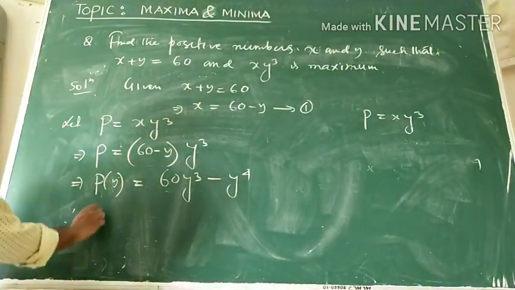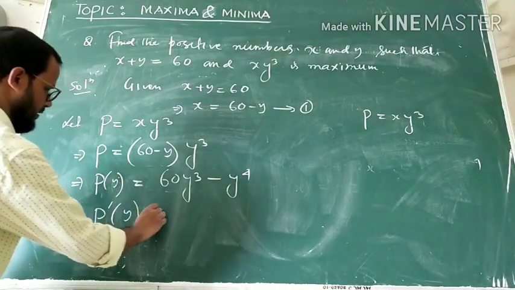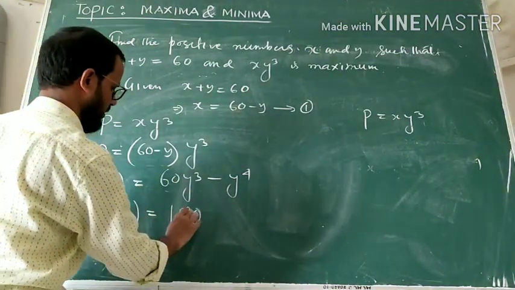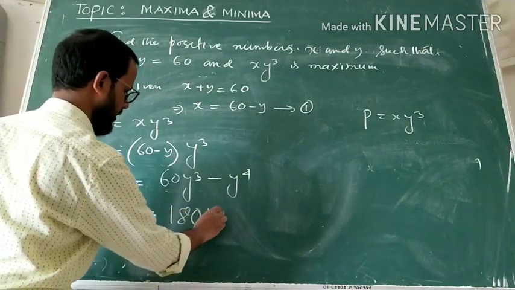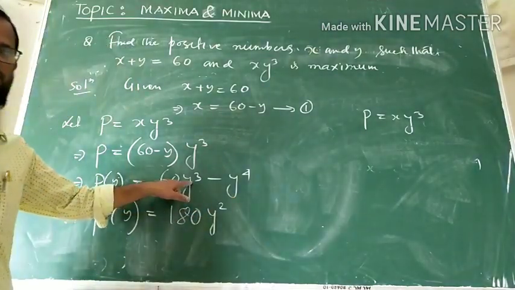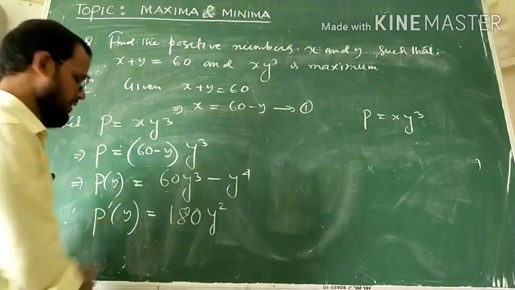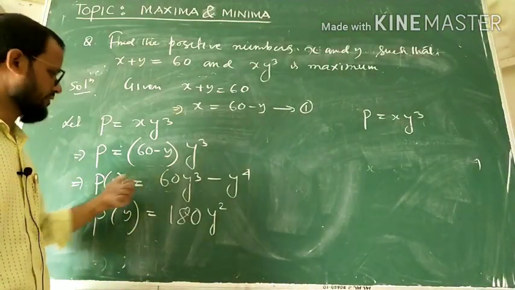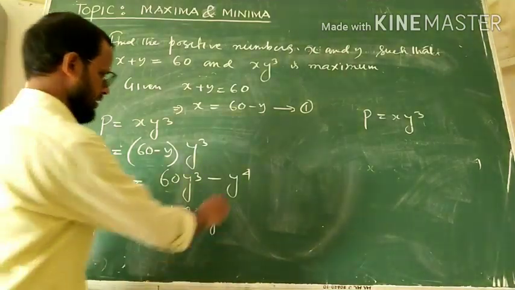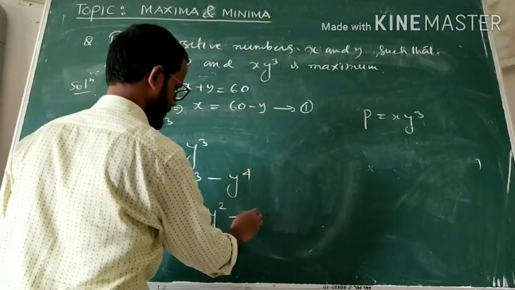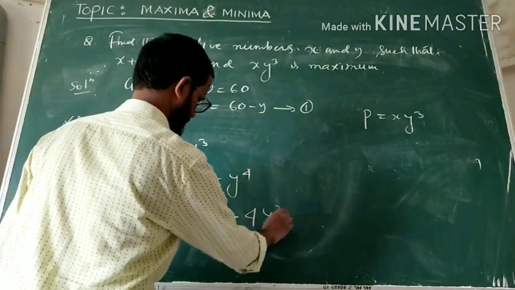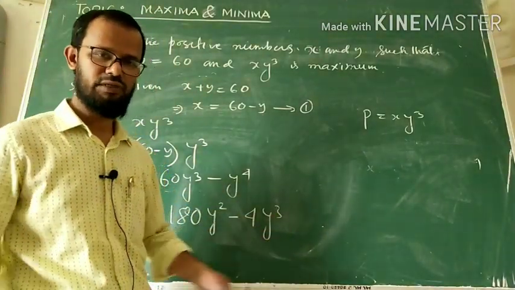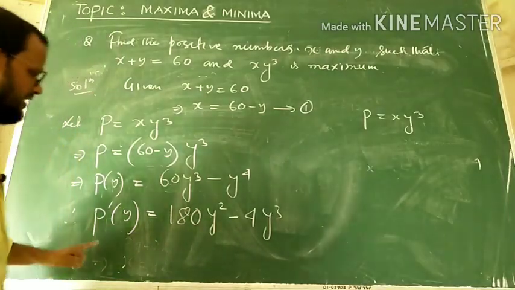Find the first order derivative P dash y. P dash y क्या होगा? 180 into what? y square. y cube का derivative क्या है? 3y square. We take the derivative not with respect to x, but with respect to y, because P is a function of y. So what is the derivative of y to the power 4? 4y cube. You may write 4y cube into dy by dx, but no need to, because we are differentiating with respect to y only. ठीक है?